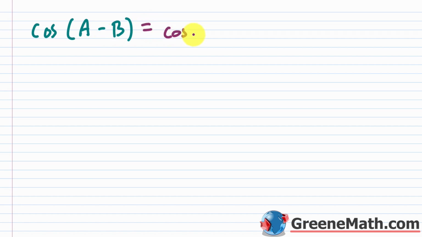So this is what? It's the cosine of a times the cosine of b. And then your sign is always different. So if this is a minus, this is a plus, and then it's the sine of a times the sine of b. Real easy formula to remember.